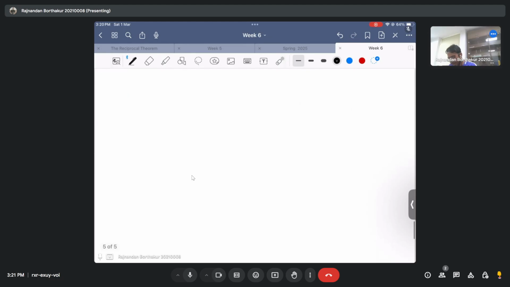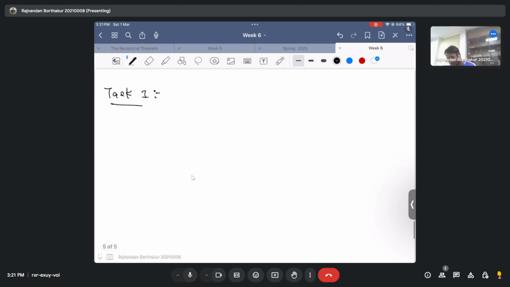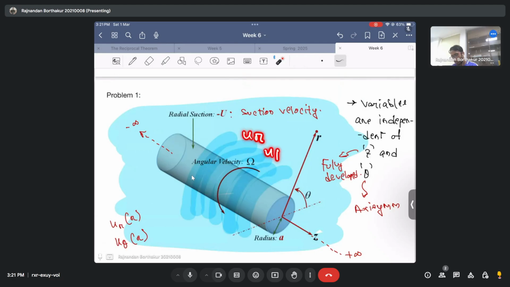So we will start off with the first task, which is the boundary conditions, because the first task is to write down the boundary conditions. These are rather simple, because we know that we just have two components of velocity, ur and u theta. We know that at r equal to a, my ur is just going to be minus u. That's the inward suction that is taking place on the surface of the porous cylinder.